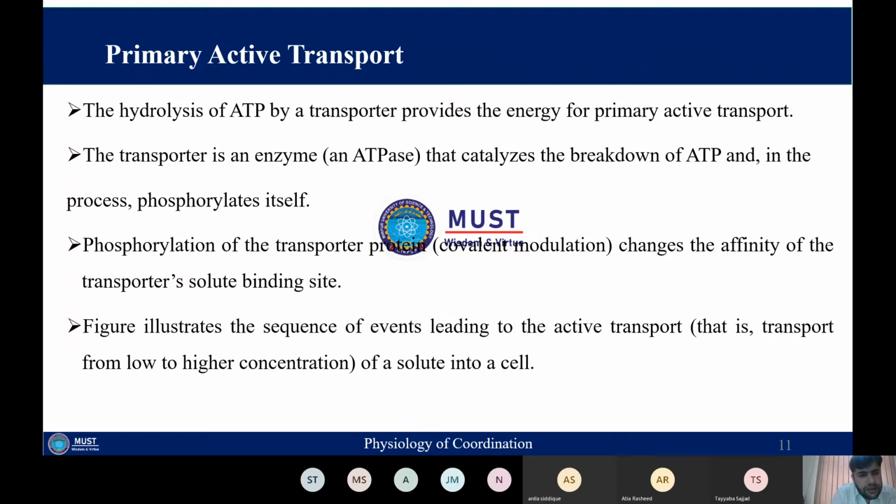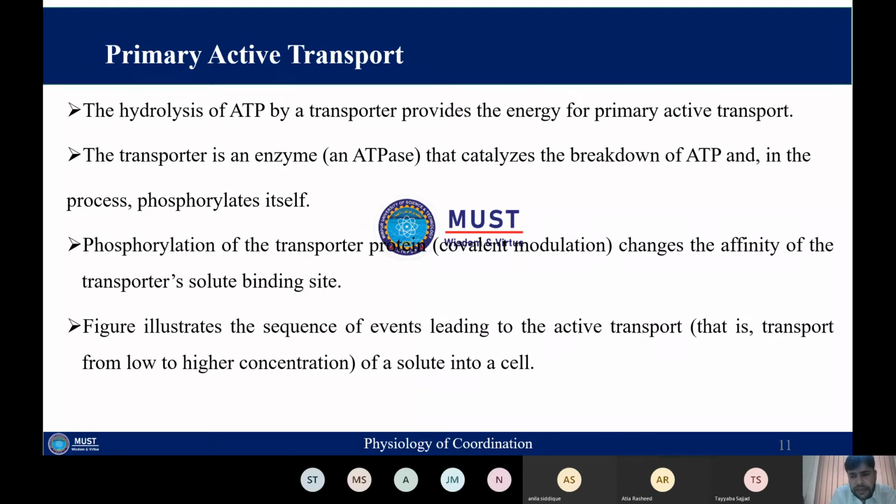When these proteins carry out this ATP hydrolysis, it means these transporter proteins have an enzyme with ATPase activity. It will break down the ATP and phosphorylate itself. The inorganic phosphate released from the ATP will be utilized for phosphorylation, and hence these transporter proteins will phosphorylate their surfaces. Phosphorylation of the transporter protein is actually a covalent modification.